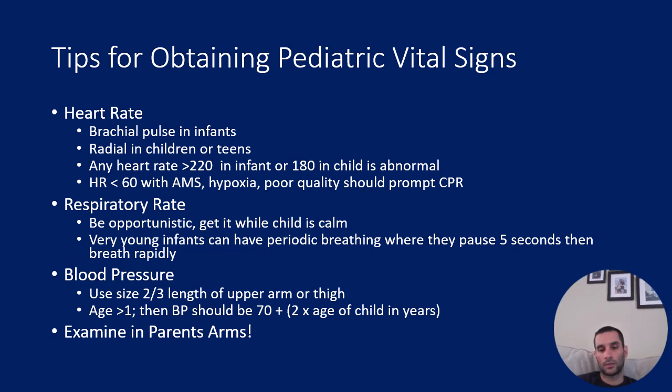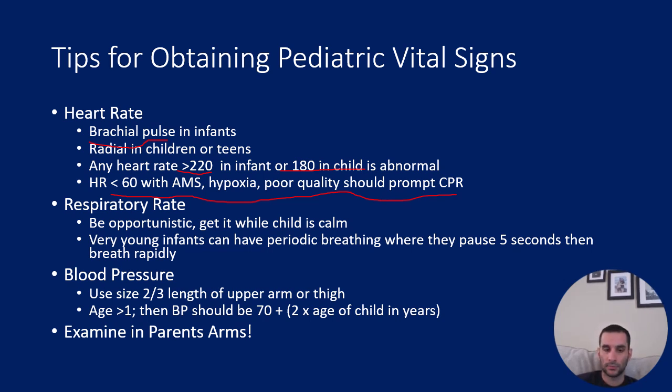Now, it's very important to get good vital signs in kids. It can often be challenging. So let's remember some differences with adults. One, in infants, we're going to go for a brachial pulse. Also note that an infant greater than 220 or a kid greater than 180 in heart rate is usually always abnormal. And unlike in adults where we look for pulselessness to decide when to start CPR, in kids, if the heart rate's less than 60 and there are signs of poor perfusion, you should start CPR.